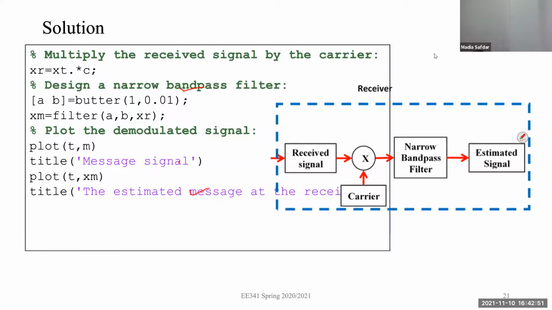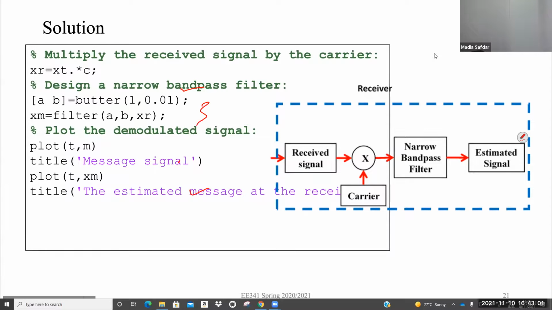Now at the received signal, we got our received signal here. We multiply it with the carrier, again the same carrier. Then these are the two steps for the filter here.